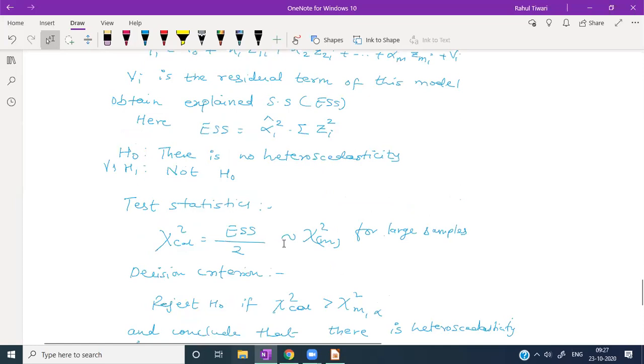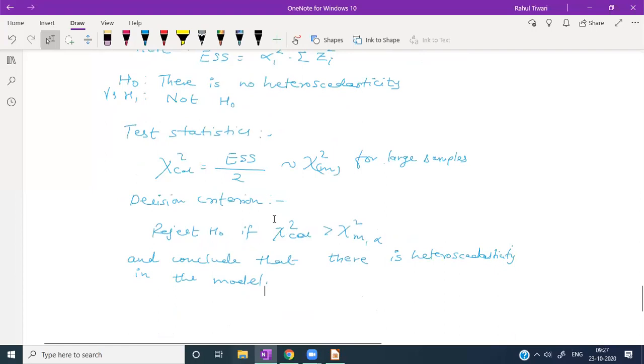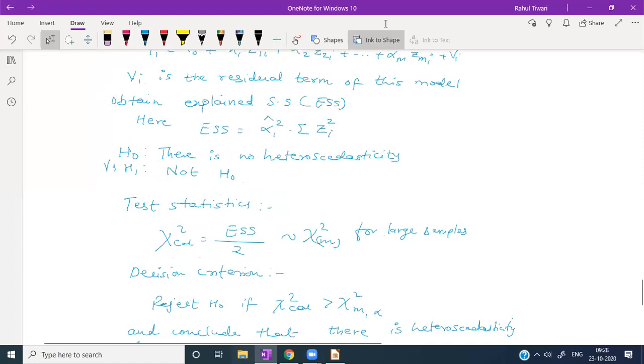ESS upon 2. Whenever we are interested to obtain the chi-square calculated value, we always define ESS by 2, which follows chi-square with m degrees of freedom, and this is for large samples. And the criteria you already know: if the chi-square calculated is greater than the chi-square tabulated, we reject H naught. Reject H naught means that there is heteroscedasticity present in the data. So this is the whole procedure when you want to check whether homoscedasticity exists or not. That is the very important function which you always have to assume.